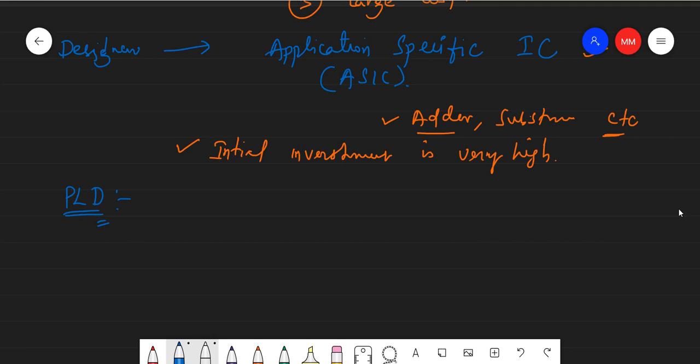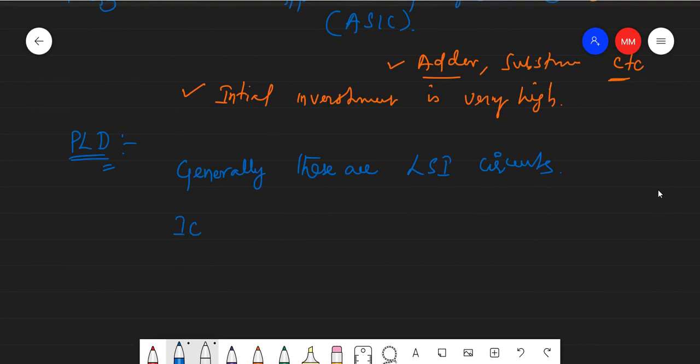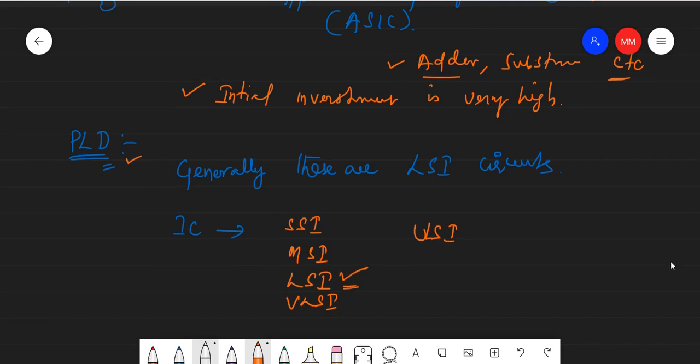Let us see programmable logic devices. Generally these are LSI circuits. What do we mean by LSI? Large scale integration. If we see the IC generations, we have SSI, small scale integration; MSI, medium scale integration; then LSI, large scale integration; then VLSI, very large scale integration; then ULSI, ultra large scale integration. These PLD circuits come under LSI, large scale integration.